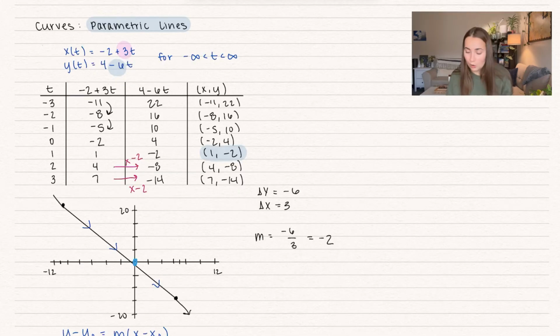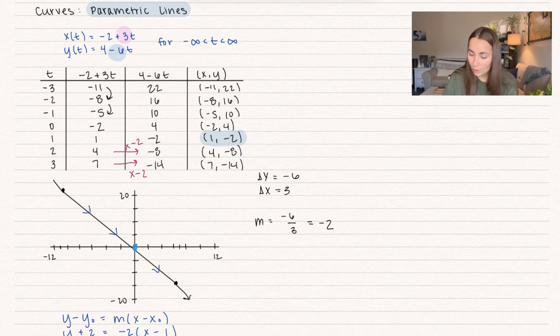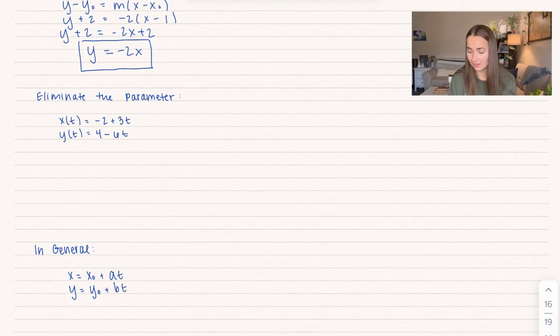So what did we notice about the lines? Well, we noticed that the slope, the change in y and the change in x can actually be found directly inside the relationship. We get negative 6 over 3 is equal to negative 2. Now, notice anything interesting about the point that we have here. This is from when t is equal to 0. So we use a point and the slope is already hidden in there. Very interesting. So let's go ahead and talk about this in general.